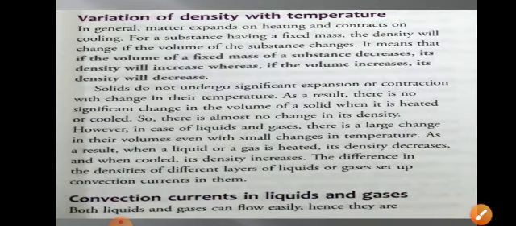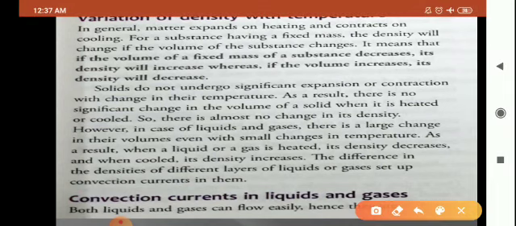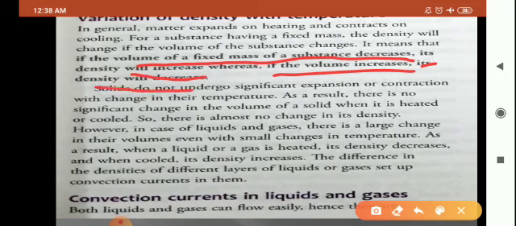Now children, variation of density with temperature, this is our next topic. Now you all know that generally matter expands on heating and contracts on cooling. This you have already studied in class 7th. Yes or no? For a substance having a fixed mass, the density will change if the volume of the substance changes. It means that if the volume of the fixed mass of substance decreases, its density increases, whereas if the volume increases, its density decreases.